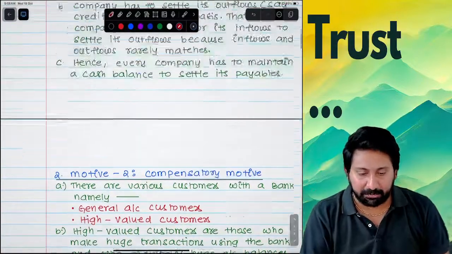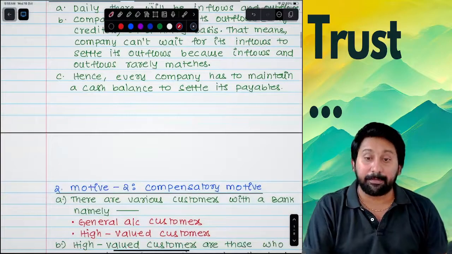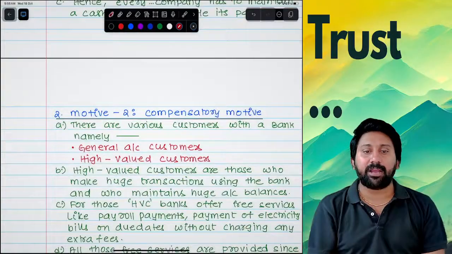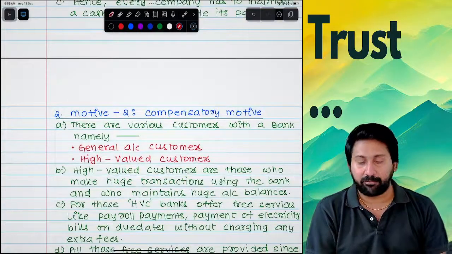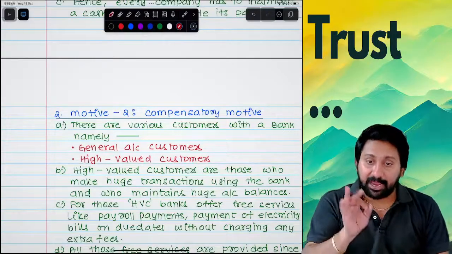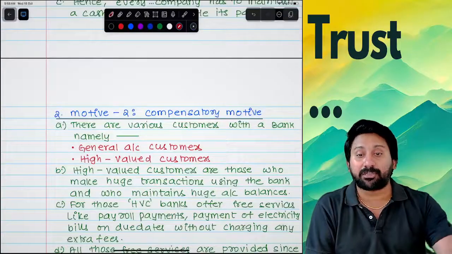So two things we completed. What is motive one? Transaction motive. Second one is compensatory motive. There is a third motive. This is called precautionary motive. What is this precautionary motive? I have a motive to maintain some amount for unforeseen contingencies.